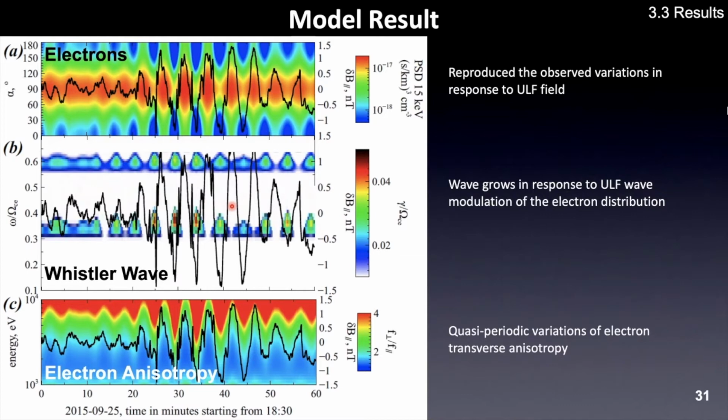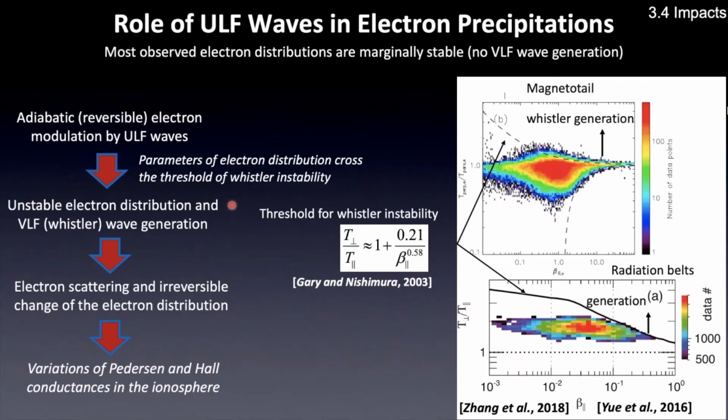You may wonder why we care about this process, because it sounds like such a minor addition to this wave scattering process. As shown in the right-hand side plot, this is the distribution of plasmas in the T perp over T parallel domain versus parallel electron beta domain. You don't need to care about these exact parameters. Let me just explain it to you. This black line here is basically the threshold for the Whistler wave instability. The color-coded is the number of data points from real spacecraft observations.